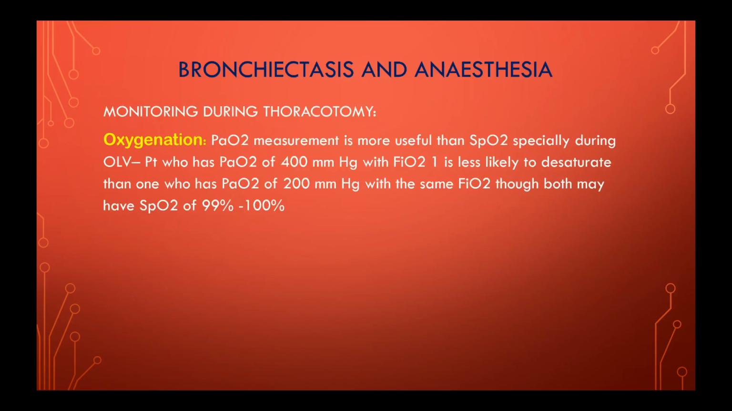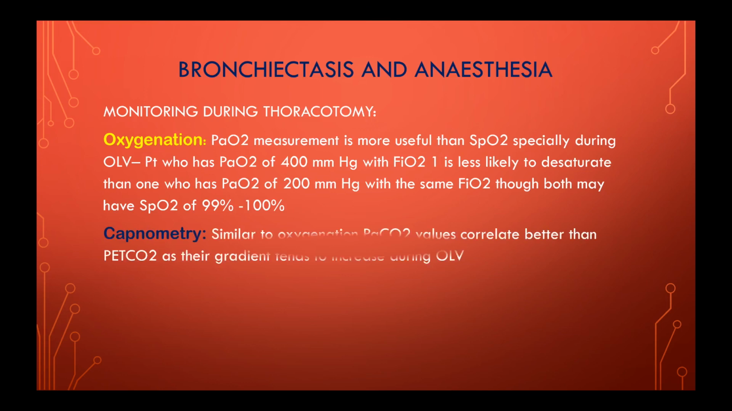And monitoring: oxygenation monitoring, PaO2 measurement is very useful. The SpO2 specifically during one lung ventilation is very important. A patient who has a PaO2 of 400 mmHg is less likely to desaturate than the one who has a PaO2 of 200 mmHg, though both may have SpO2 of 99% to 100%. So arterial measurement of oxygen tension is very important rather than relying on the SpO2 when you go for one lung ventilation.